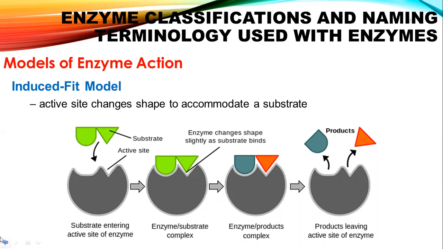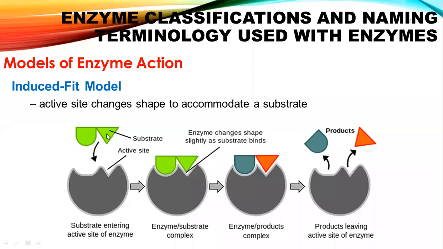So for instance here, you have your active site and it has a shape, and then you have the substrate with also this kind of shape. When the substrate enters the active site of the enzyme, you form the enzyme-substrate complex. And what happens? The enzyme changes shape slightly as the substrate binds. You notice here, there is an emerald triangle, and it is also an active site where it can bind with your substrate molecule.